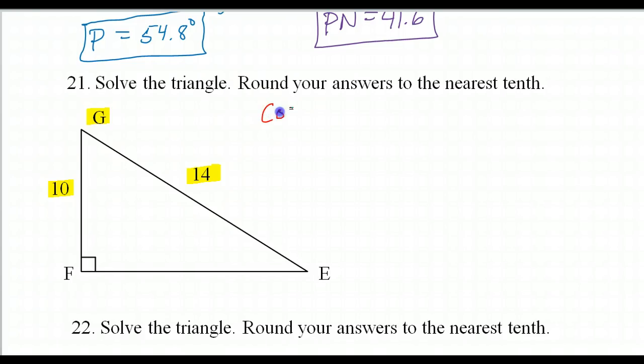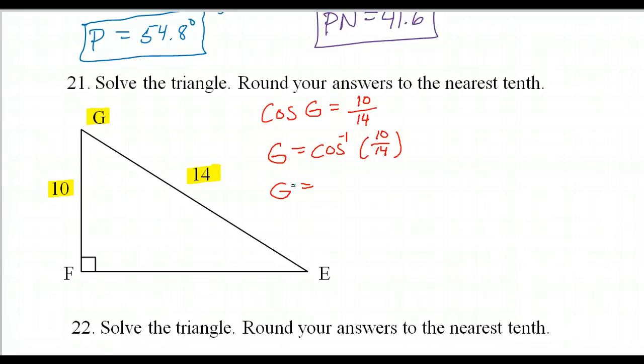So I'm going to go cosine of G is equal to adjacent over hypotenuse. So that's 10 over 14. That means G is going to equal the inverse cosine of 10 over 14. So let's see, inverse cosine of 10 over 14, that's 44.4 degrees. So that's angle G.